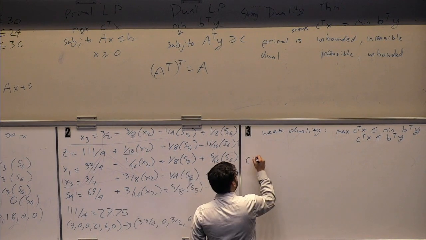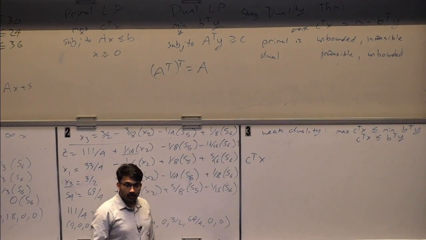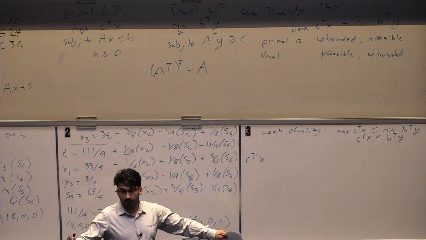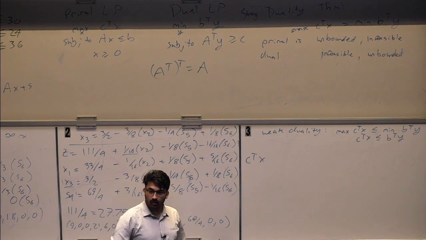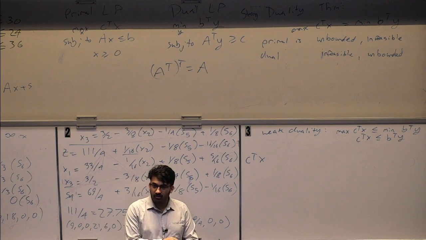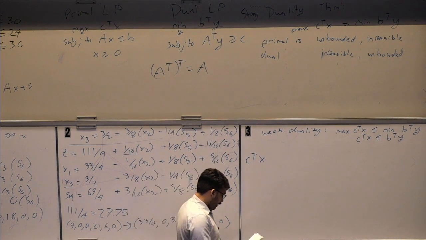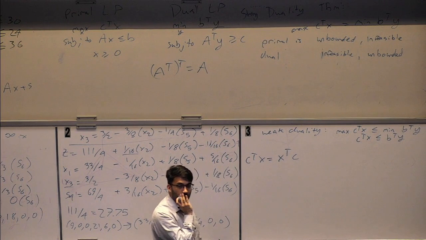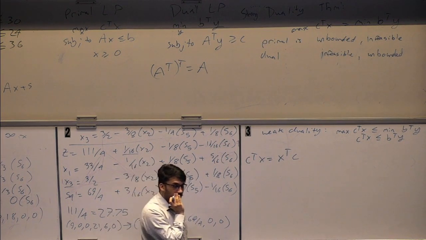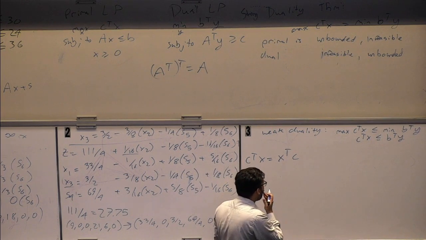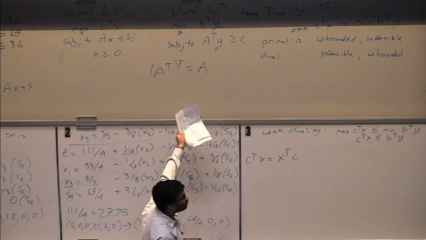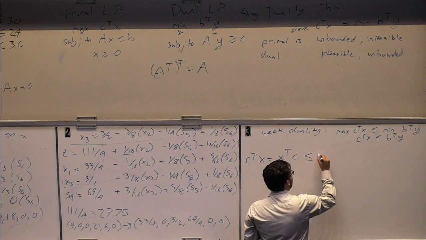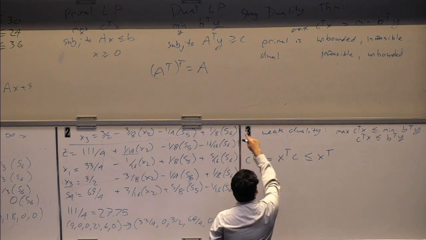Here's the proof. CTX is a dot product of two vectors. C is a vector, it's got some coefficients in it. X is a vector of variables. You do C1X1, C2X2, and so on, right? But it's a dot product of vectors, so you can just dot product the opposite way. So this is equal to XT C. You get the same answer when you do it that way. Would you agree? Same thing, it's just a dot product. Well, what do we know about C? We know that ATY is greater than or equal to C. So we know that XTC must be less than or equal to XT, where we replace C with ATY.